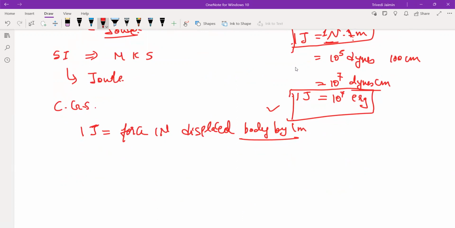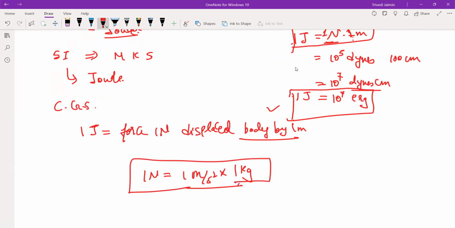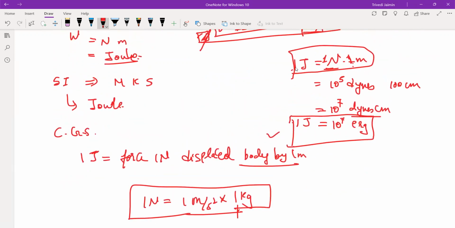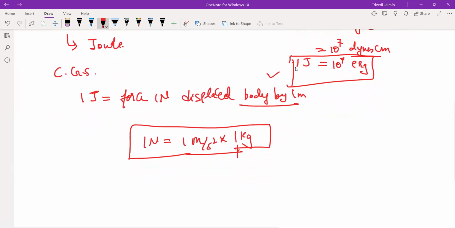So you know the conversion of 1 Newton also, right? How to split 1 Newton? 1 kilogram into 1 meter per second square. All this conversion you know, right? F equals MA.